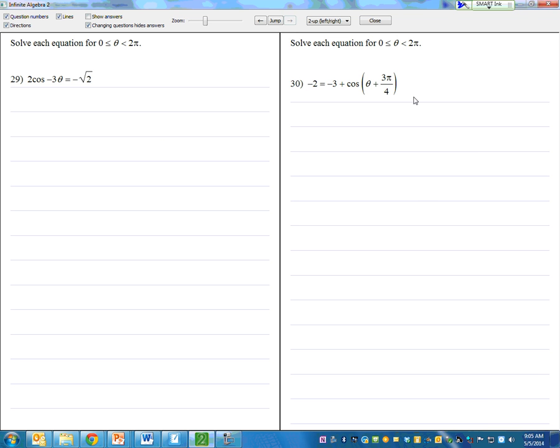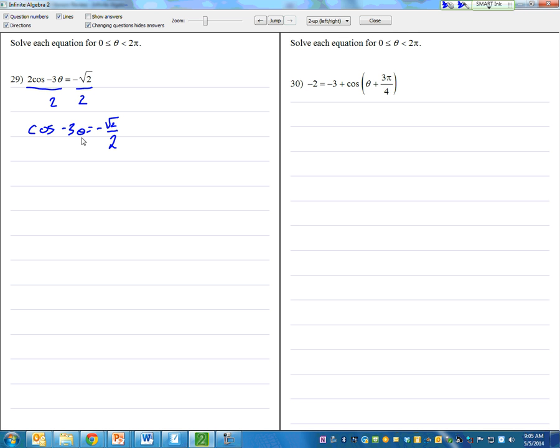Okay, number 29. We have to isolate the variable first. So to isolate this, what I'm going to have to do is divide both sides by 2. And that gives us cosine of negative 3 theta is equal to negative square root of 2 over 2.